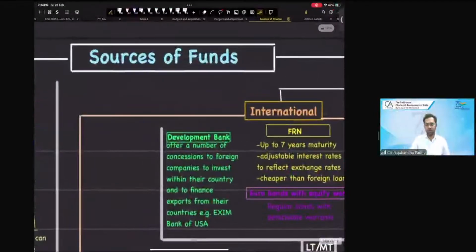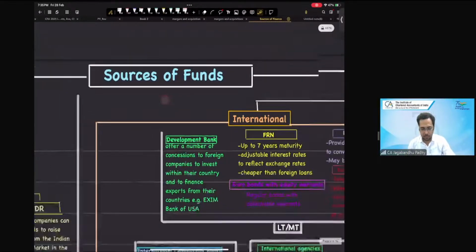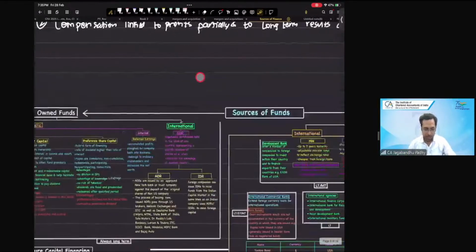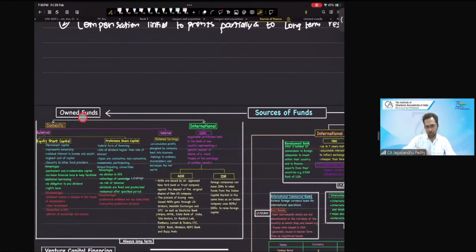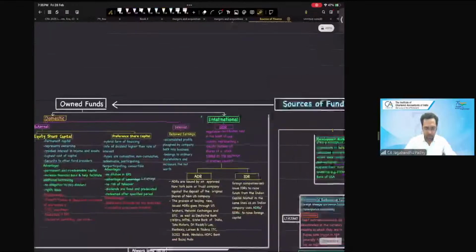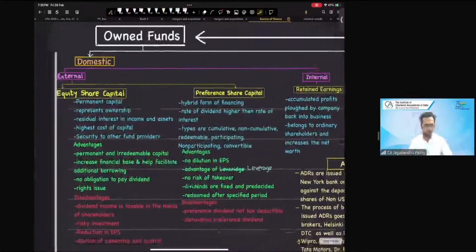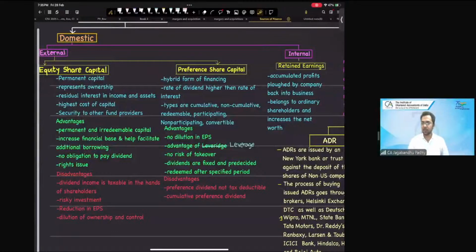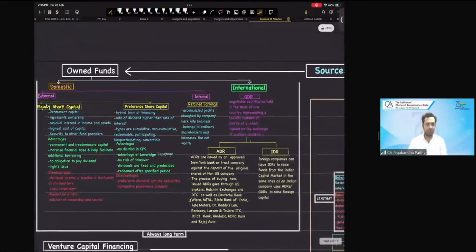Broadly, when we look at the sources of funds, we can classify them into two aspects. One is owned funds. Either you will get owned funds for your business, or you will get borrowed funds. Now, within owned funds, we can further classify them as domestic sources of owned funds and international sources of owned funds.